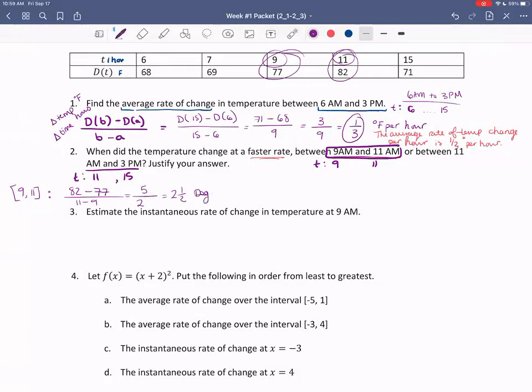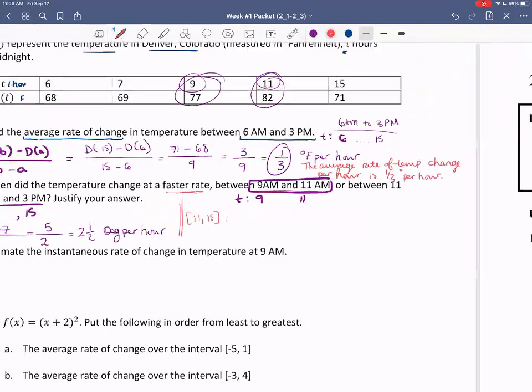degrees per hour. So that's the average rate of change across that interval from 9 to 11. So now let's compute the average rate of change over the next interval. So for us, we have the interval from 11 to 15, or T equals 11 to T equals 15.